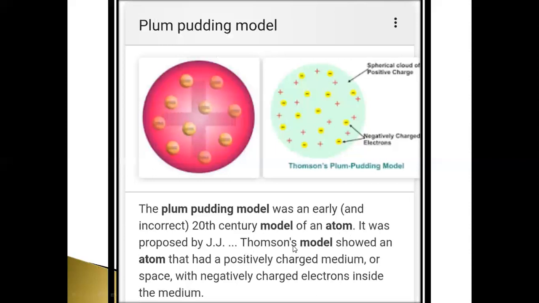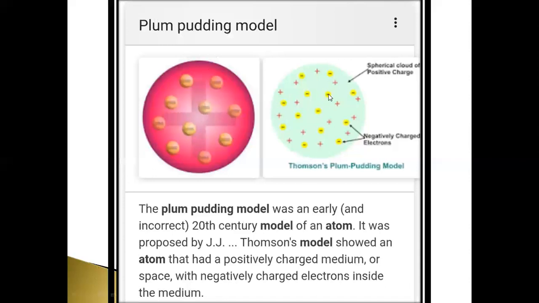It was an early 20th century model of an atom, and it was proposed by which scientist? J.J. Thomson. The J.J. Thomson model showed an atom that had a positively charged medium or space with negatively charged electrons inside the medium. Outside the circle is positively charged. You can see this red color is the positive charge, and inside you can see the negatively charged charges, or these are the electrons.